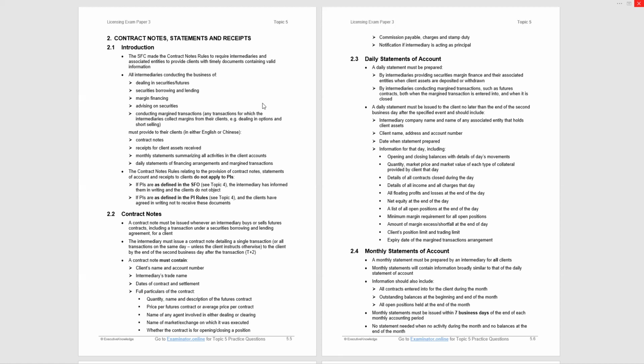Now, what must appear in a contract note? And this can be examined, and this is quite nasty because there's a lot of detail. Can you remember it all? Maybe, maybe not. You just have to be aware that it can come up.